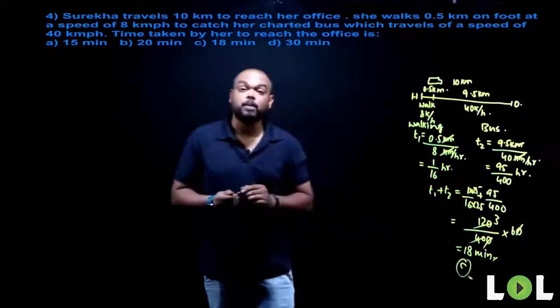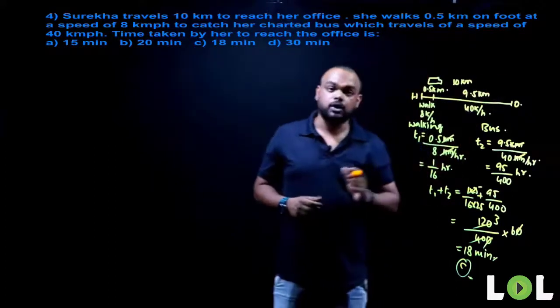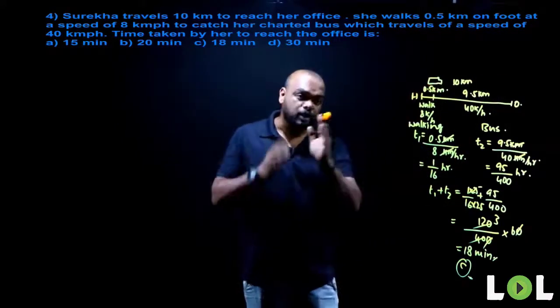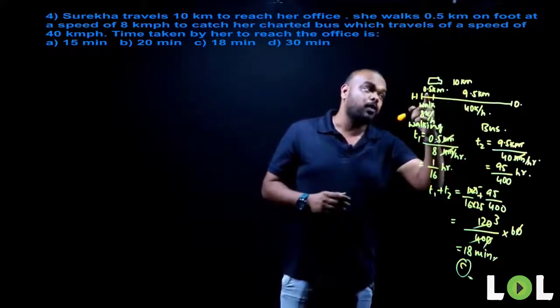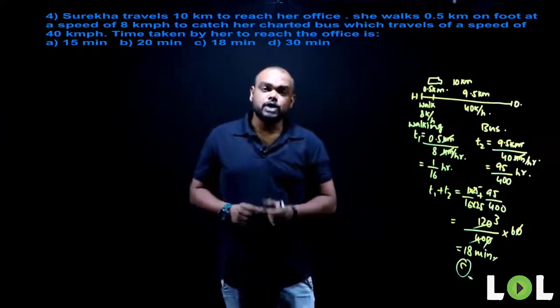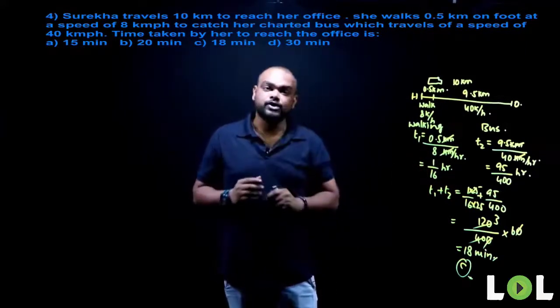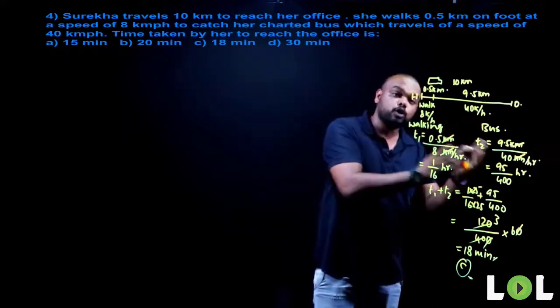I am repeating this problem one more time, guys. Understand. Totally 10 kilometers from house to office. So first 0.5 kilometers she goes by walking. Next, the remaining, that is 10 minus 0.5, will be 9.5 kilometers. She is going by bus. So how much time will she take to reach the office? We need to calculate the time taken during walking and the time taken during the bus.